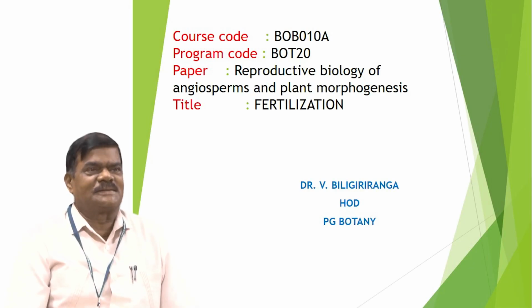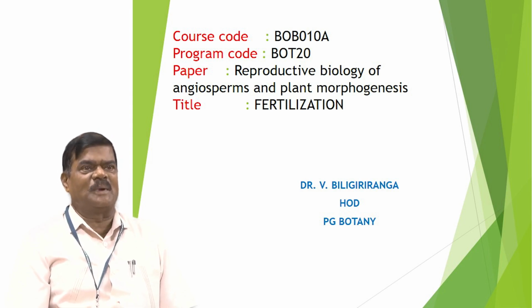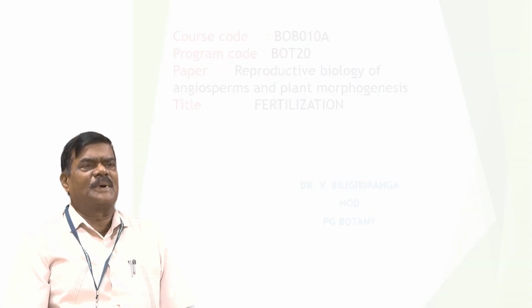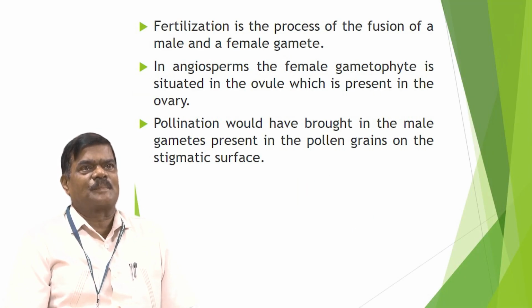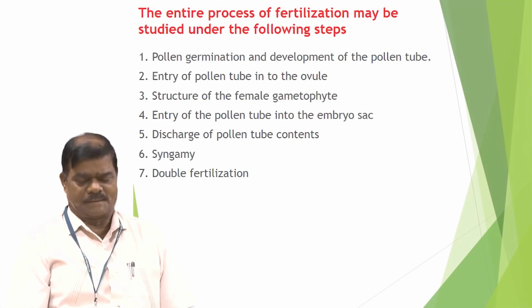Good morning, students. Today we will take the topic that fertilization comes under, reproductive biology of angiosperms and plant morphogenesis. Fertilization is the process of the fusion of male and female gamete. In angiosperms, the female gamete is situated in the ovule, which is present in the ovary. Pollination would have brought the male gametes present in the pollen grains onto the stigmatic surface.